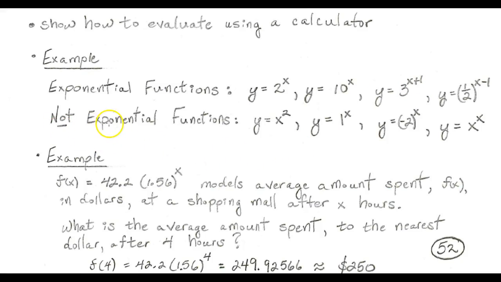Okay, so functions that are not exponential functions: x squared, that's a polynomial, right? 1 to the x, we don't ever have a b of 1. Minus 2 to the x, because you can't have a negative number. It has to be a positive constant, because with minus 2, if x is like 1/2, that means take the square root of minus 2, which we know we can't do. So this has to be a positive constant. That is not an exponential function. And then, of course, x to the x is not an exponential function. This should be a positive constant to the x. So these are examples of exponential functions. These are examples of functions that are not exponential.